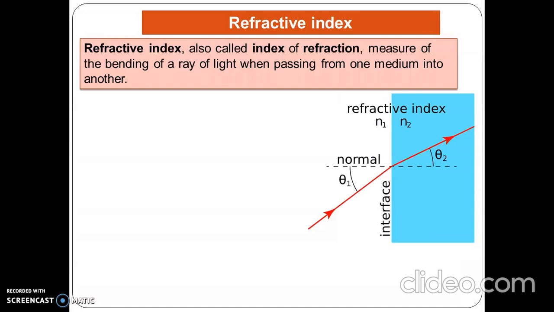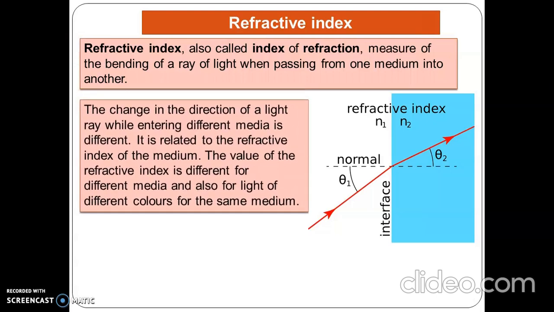Moving further. Now we go to refractive index. In the previous one we saw what is refractive index, which is also called index of refraction. It is a measure of bending of a ray of light when passing from one medium to another. Okay, so refraction is all about bending the light ray or changing the direction of the light ray, which is denoted by a refractive index. Now the change in the direction of the light ray while entering different media is different. It is related to the refractive index of the medium.